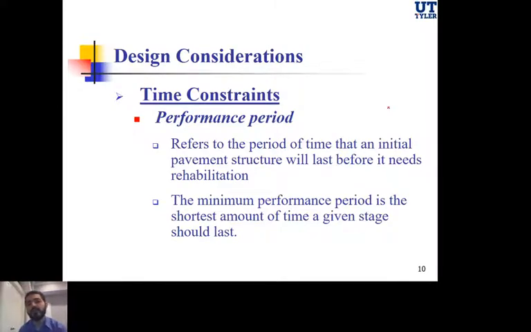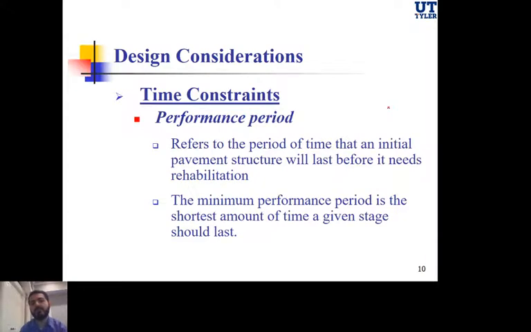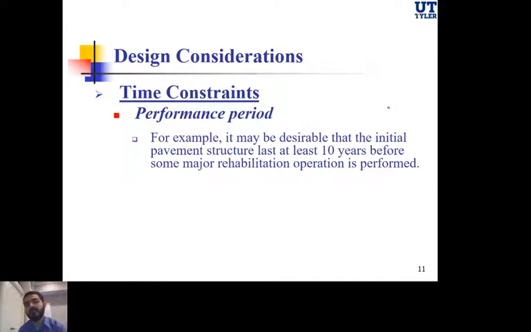The very first one is what we call the performance period. There's something called performance period versus analysis period. So what's the difference? The performance period refers to the period of time that an initial pavement structure will last before it needs rehabilitation. The minimum performance period is the shortest amount of time that it should last at a given stage. For example, it may be desirable that the initial pavement structure will last for 10 years before some major rehabilitation operation is performed.